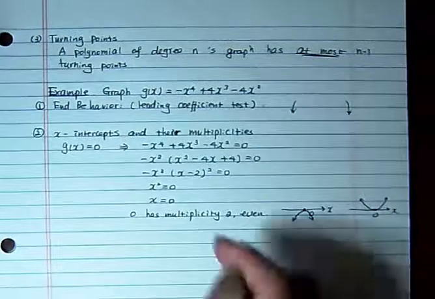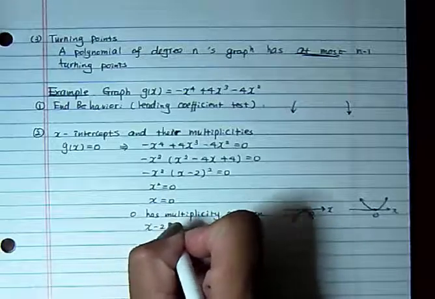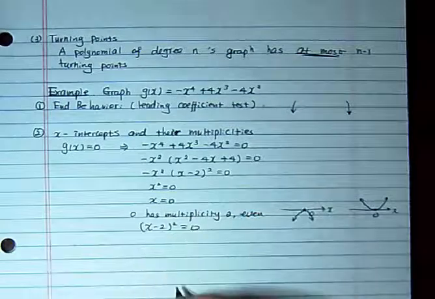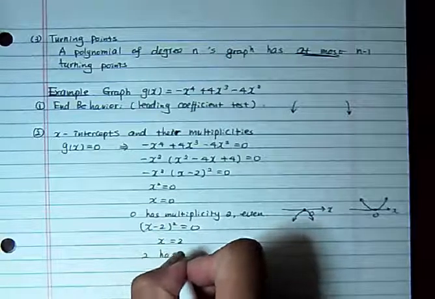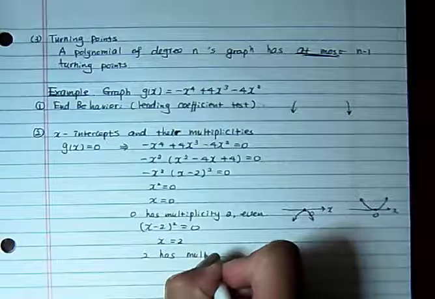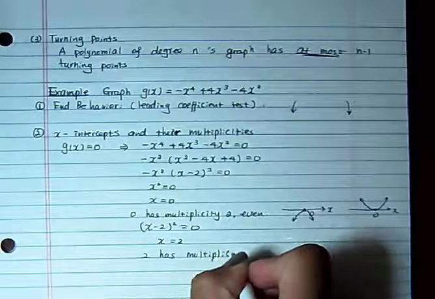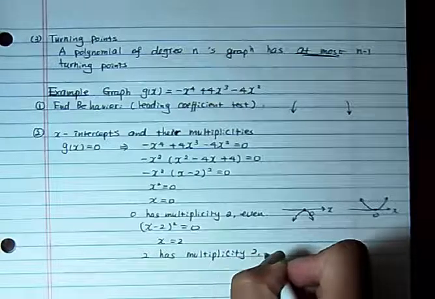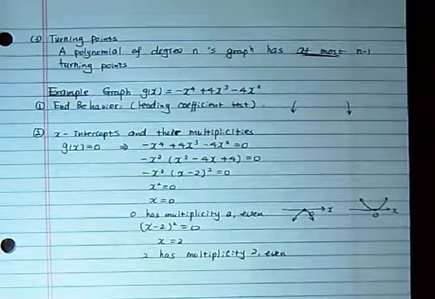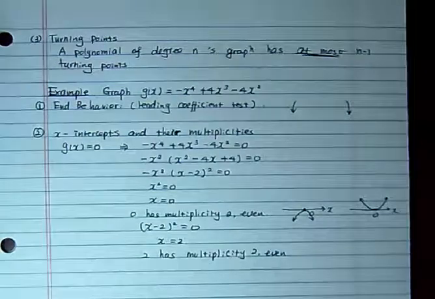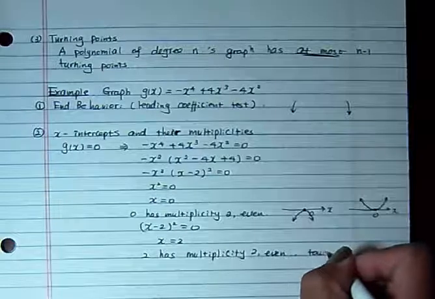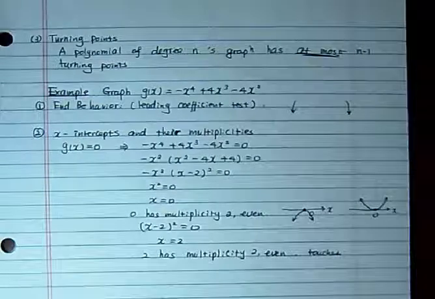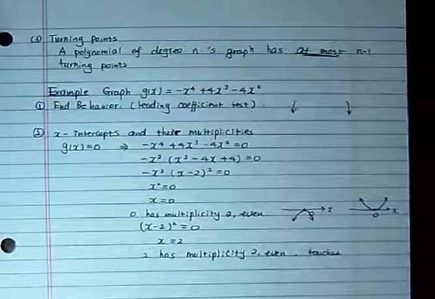The other one is x minus 2 squared equals 0. So from here we got x equals 2, and this one, 2, also has multiplicity 2, which is even. And when it's even, it touches again, similar to above.